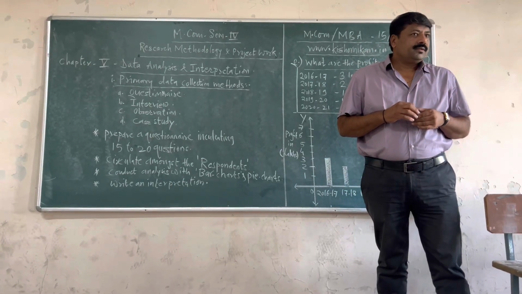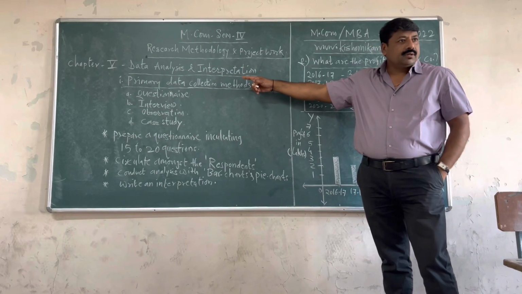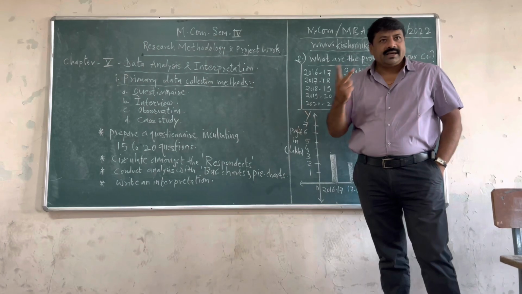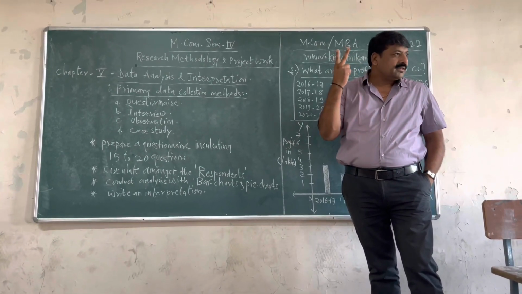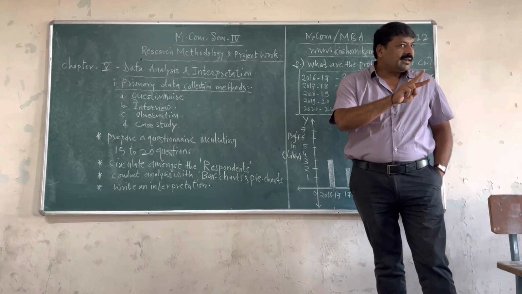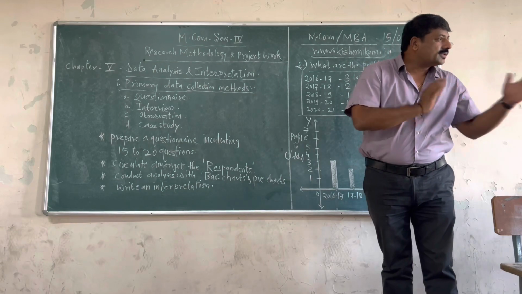In the last lecture, we discussed research methodology. Our chapter number 5 is data analysis and interpretation. Friends, data is of two types. Focus. Number 1, primary data. Second is secondary data. Data from primary sources and data from secondary sources.